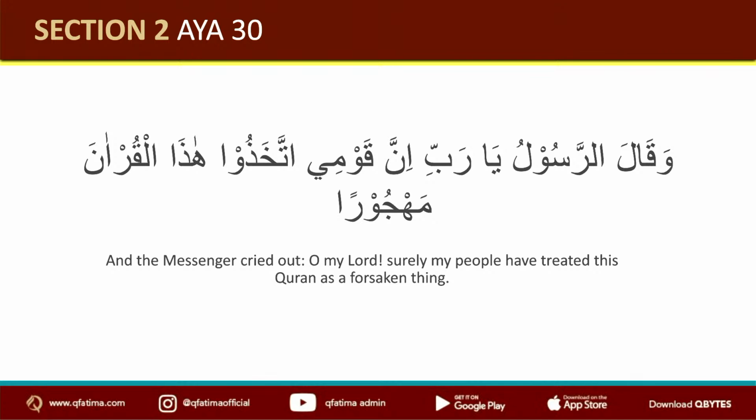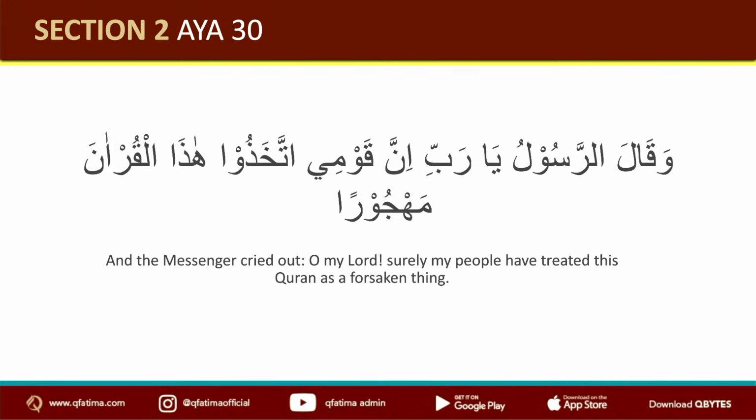Now this is what will happen. وَقَالَ الرَّسُولُ, on the Day of Judgment. And the Prophet will say, Ya Rabbi, O my Rabb, Inna qawmi, indeed my people, ittakhadhu, they took, hadha al-Qur'an, they took this book as mahjura. Right? I'm going to take you through that.